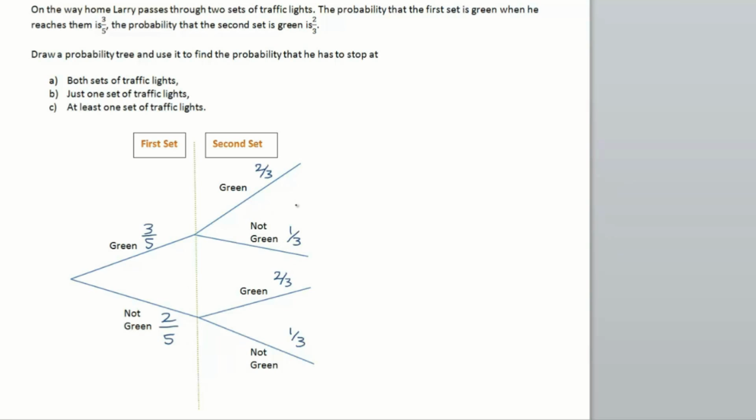Now let's have a look at what it's actually asking for. Find the probability that he has to stop at both sets of traffic lights. So here we're talking about the probability of not green and not green. So this is where the AND rule comes in. It's the 2 separate probabilities multiplied. So it's 2/5 and 1/3. And that we can simply write as 2/15.